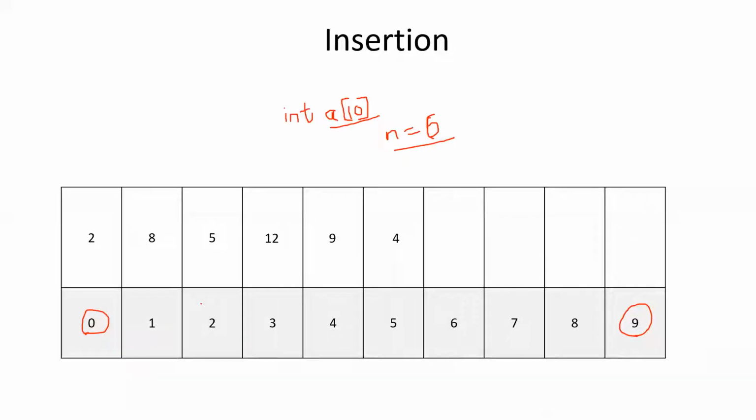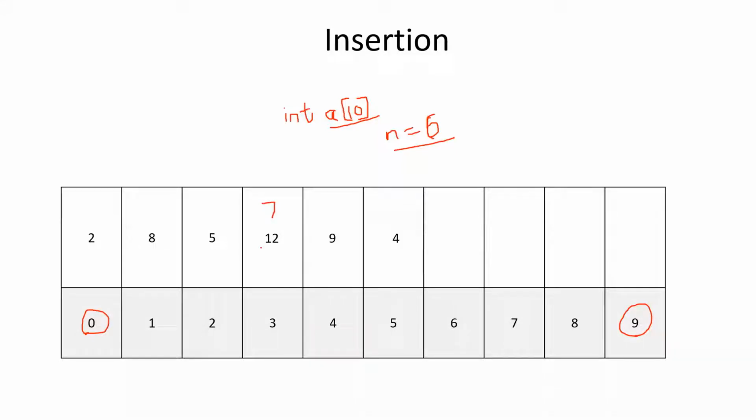Okay, so in such a situation, suppose I have entered only 6 numbers, and now I want to insert a number. Our problem is to insert a number at a particular position. Got it? So if I want to insert a number 7 between 5 and 12, that means I'll be inserting a number at a position. So what will be the position? 1, 2, 3, 4. I should have the number 7 over here.